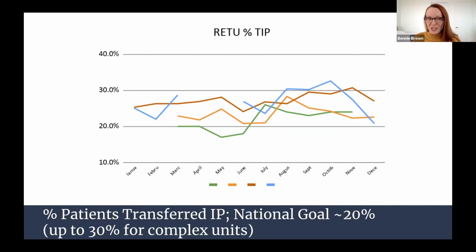Ours fluctuates between the 20 and 30% line, and you can see we dipped above it, and that was last year during COVID, where just all comers to the hospital seemed to be sicker. If you have a simple observation unit where maybe you only take chest pain, syncope, and one other diagnosis, you're probably going to have a goal closer to 20%. But if you have a complex unit where you're accepting patients that have more medical comorbidities and more complex diagnoses, up to 30% might be acceptable.